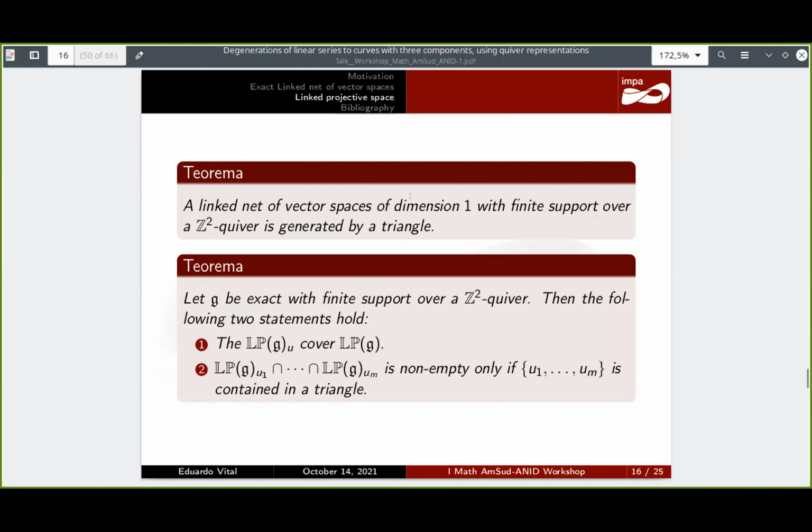That a linked net of dimension 1 with finite support over a Z2 quiver is generated by a triangle, meaning that for each point of LPG, we can generate this point from the 3 vertices of a triangle. And the next element says that if G is an exactly linked net with finite support over a Z2 quiver, then the following two statements hold. This LPGU cover LPG, right? And this intersection is non-empty if and only if this vertex is contained in a triangle, right?